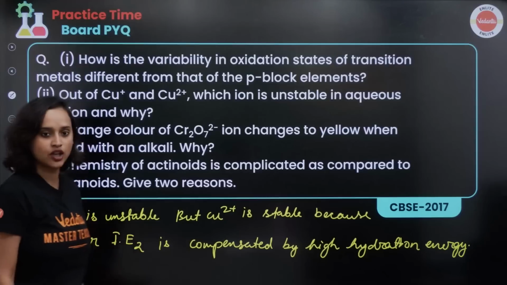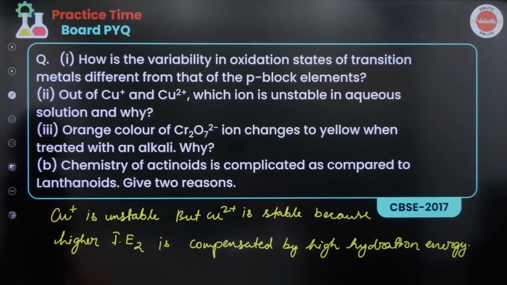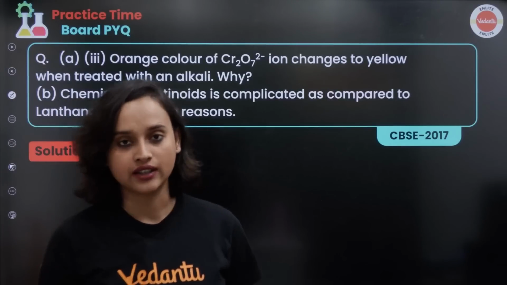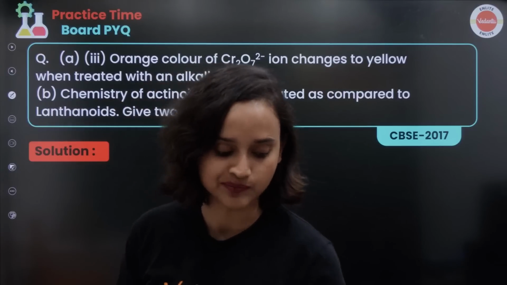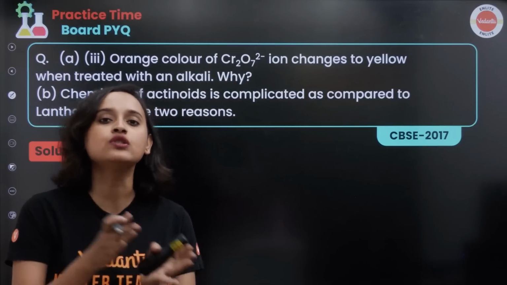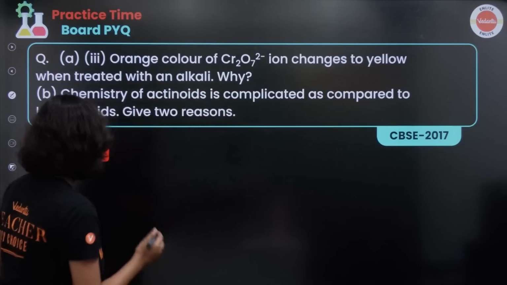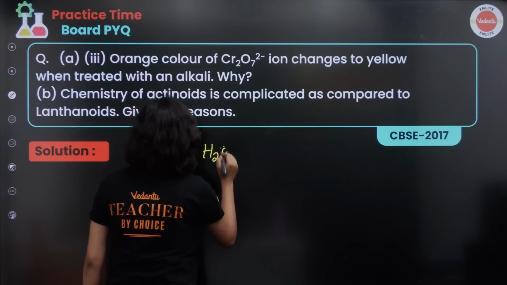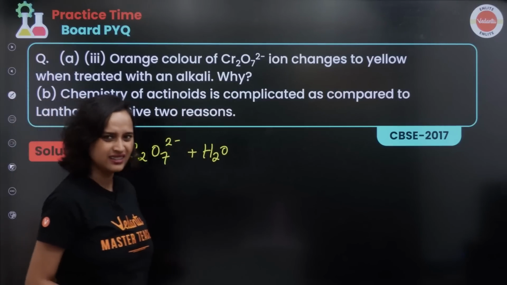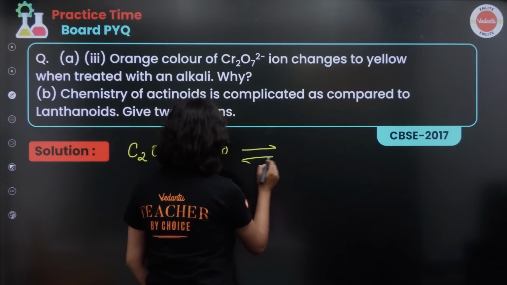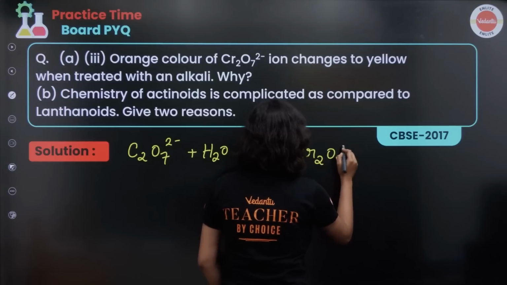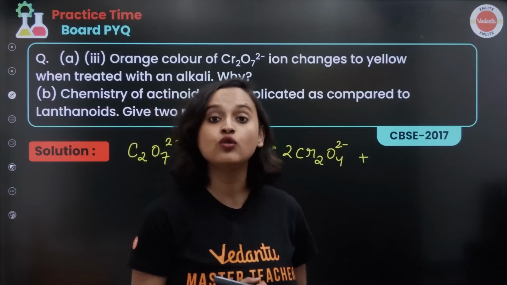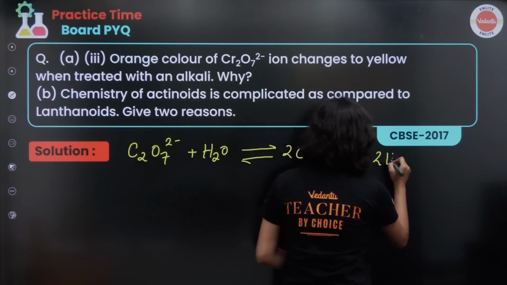Are you getting it? Clear? Amazing. Now, orange color of Cr2O7 2- ion changes to yellow when treated with an alkali. Why? Let's find that out. Let's write it down first: Cr2O7 2- plus H2O. H2O can be called slightly alkaline. That will give you 2 CrO4 2- and also 2 H+ ions.